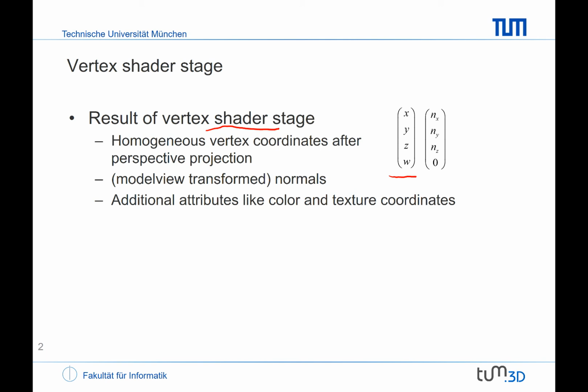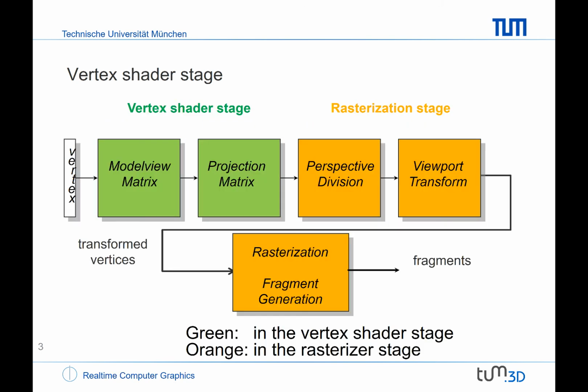And we have also looked at how the normals are transformed that are issued per vertex. For them, we cannot use the model view transformation directly, but we have to use the transpose of the inverse of that model view transformation. And we have said that additional attributes like color and texture coordinates are just passed through that stage, so they remain unchanged. So here are the different pipeline stages again, with the vertex shader stage in green.